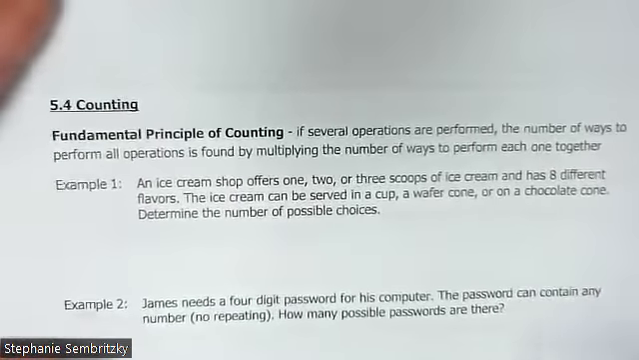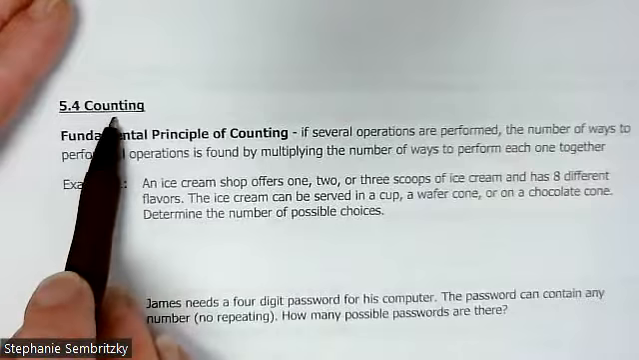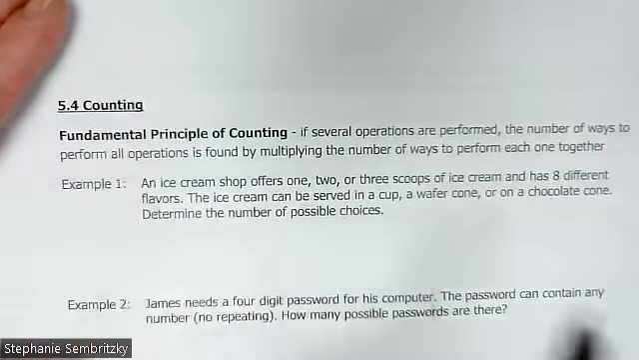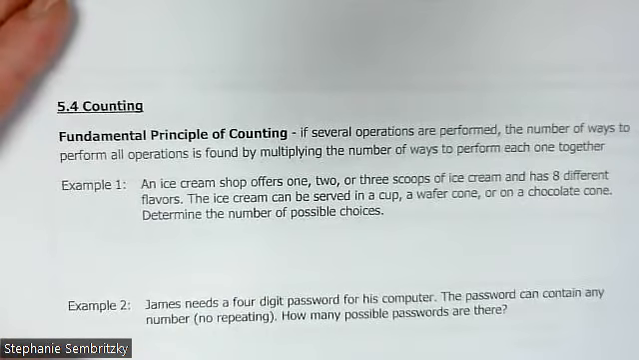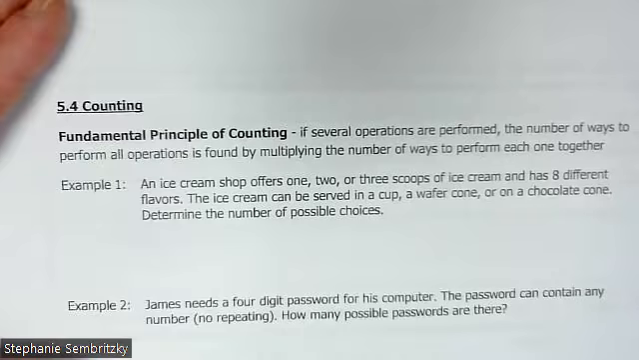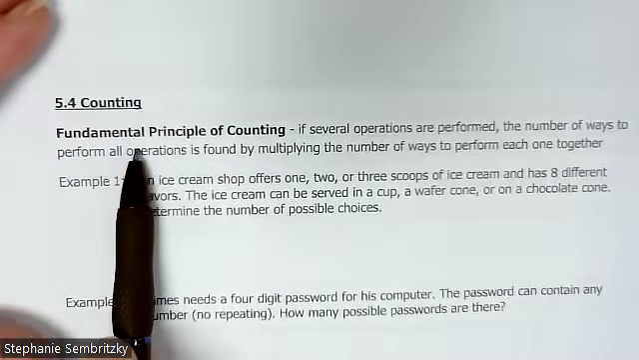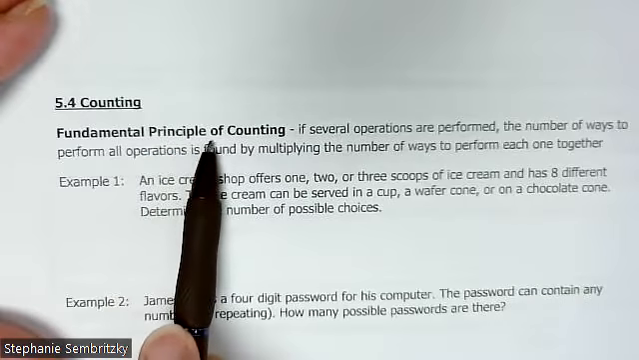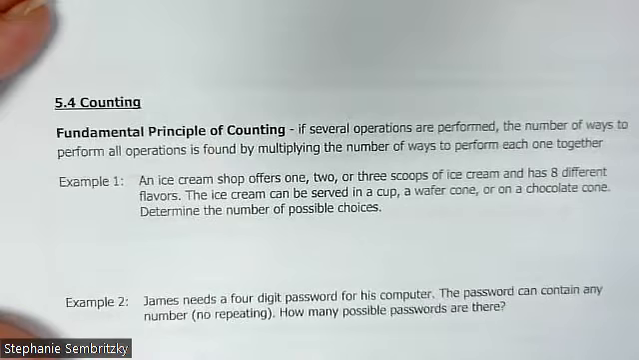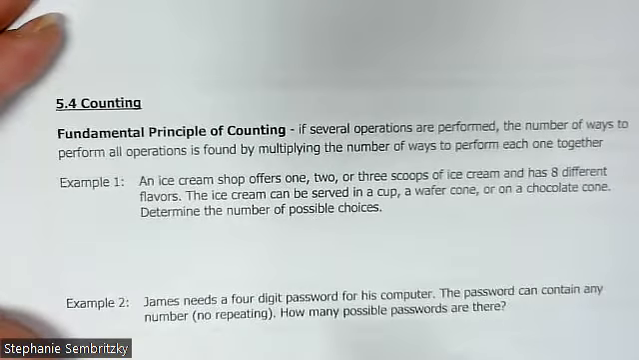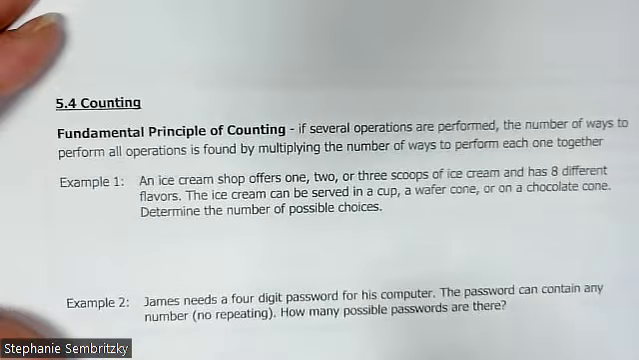Okay, all right. So today we're talking about counting. What that means is counting the possible ways you can organize things or choose things. The first thing we have is the fundamental principle of counting. It just means if we have multiple ways to do certain things and we're doing all of them, to figure out the total possible, we multiply them together.